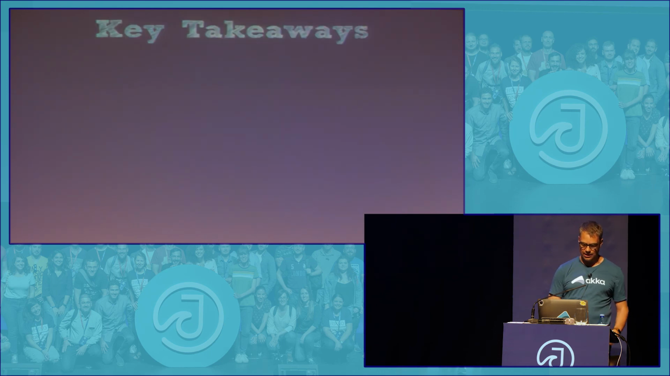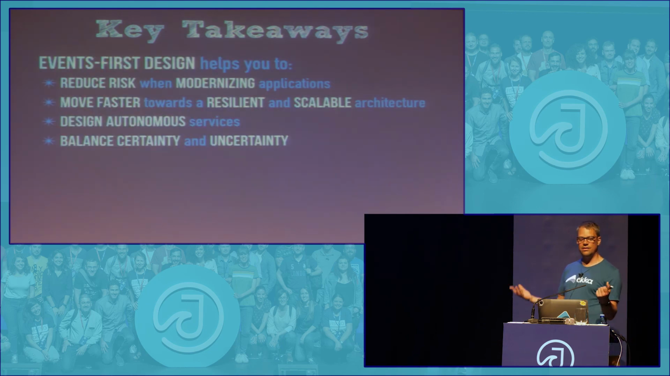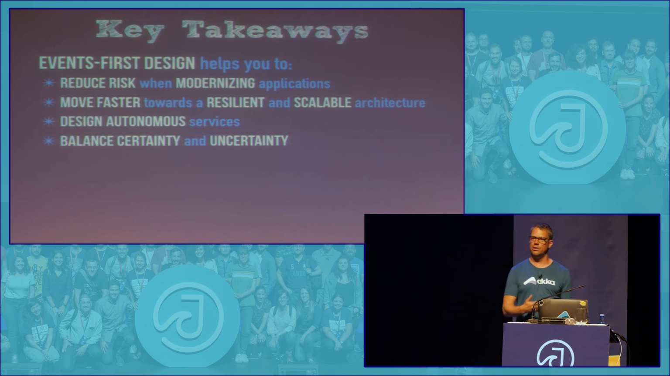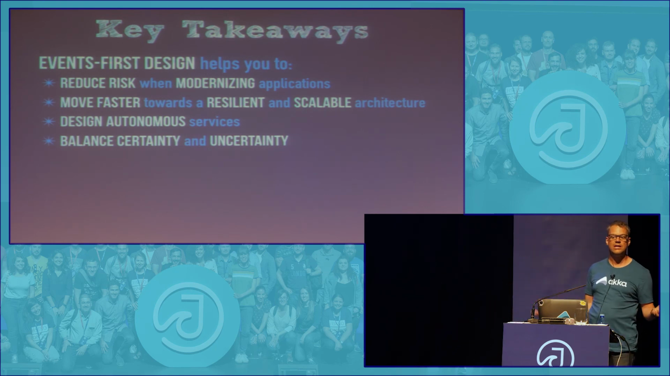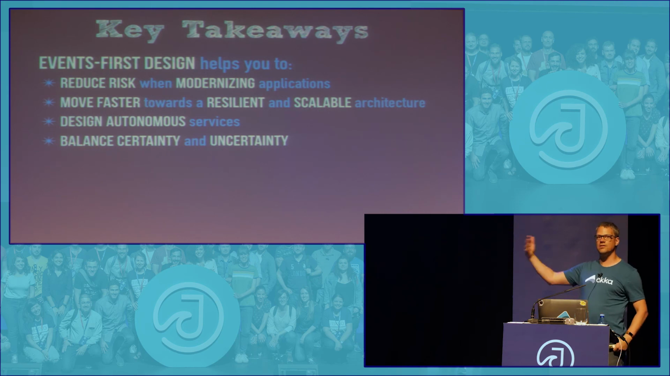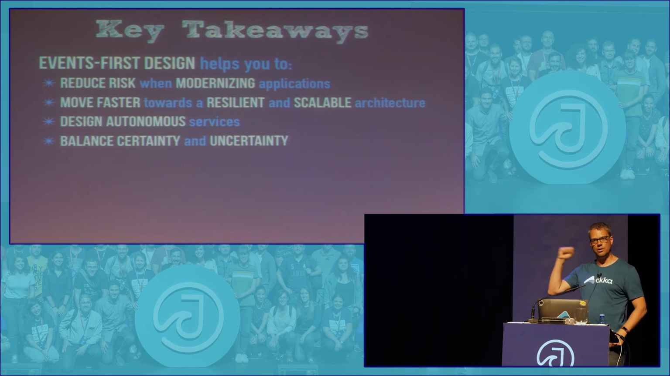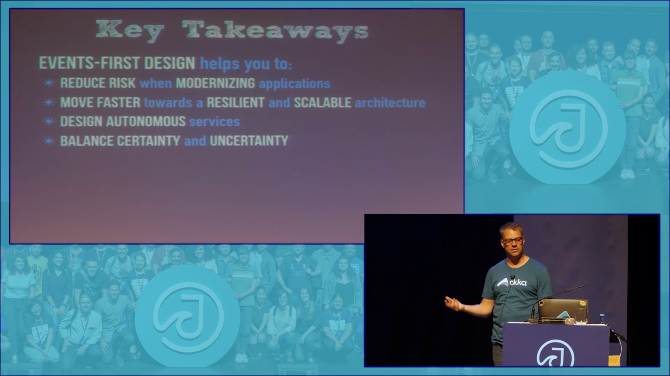So I was going to say the key takeaways here, I think, is that with the event-sourced design, it really helps you to reduce risk. Everyone wants to reduce risk when they move to microservices because it is risky business. It helps us move faster to a resilient and scalable architecture, going all in on distributed systems instead of just ending up there by accident by going to microservices. You're in charge of where you want to go, and you go all in on distributed systems in order to design fully autonomous services.